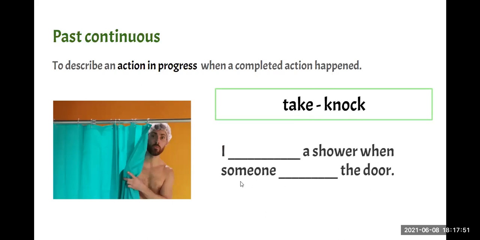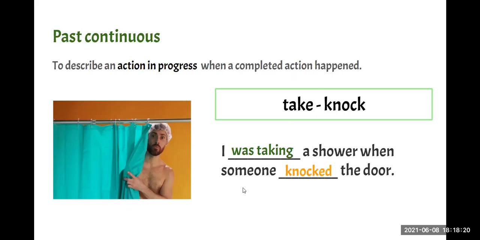A shower when someone the door. What can I say? I was taking. Very good. I was taking a shower. As you can see, this is an action in progress. Okay. When someone knocked the door, right? And this is a completed action.